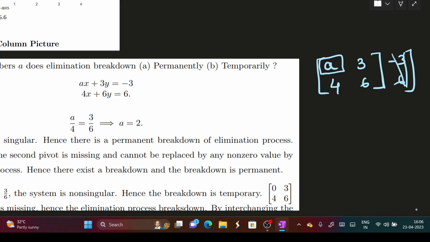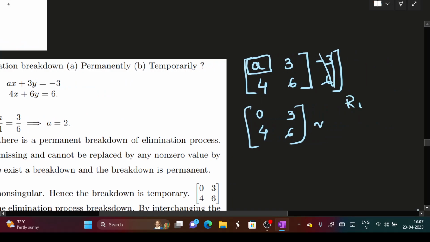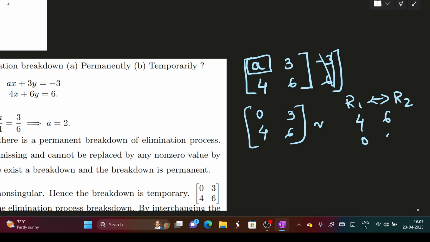So if a is equal to 0, what happens here? A equal to 0 means 0, 3, 4, 6. Now here, as my first pivot is missing, there is a breakdown of the elimination process. But after a row interchange, R1 interchanged with R2, what am I getting? 4, 6, 0, 3. My both pivots are non-zero. So it has a full set of pivots. Hence, the breakdown was temporary.